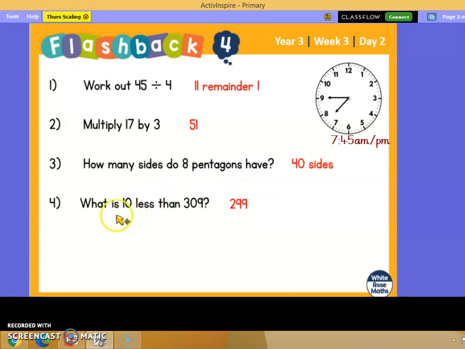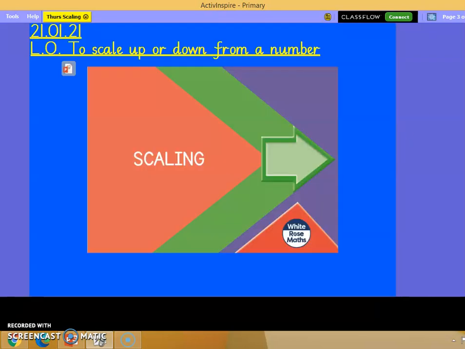Number 4, what is 10 less than 309? That means take away 10. The answer, 299. And the time on the clock, it's not yet 8 o'clock and it's back by 15 minutes. So it is 7:45 a.m. or p.m. Let's get ready then to do our learning for today.